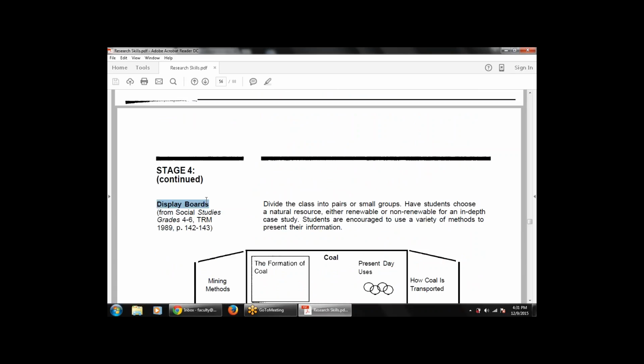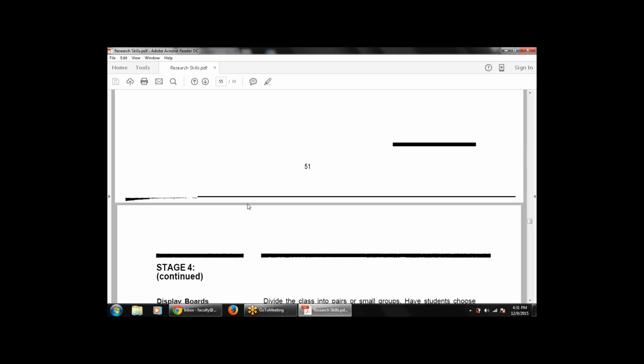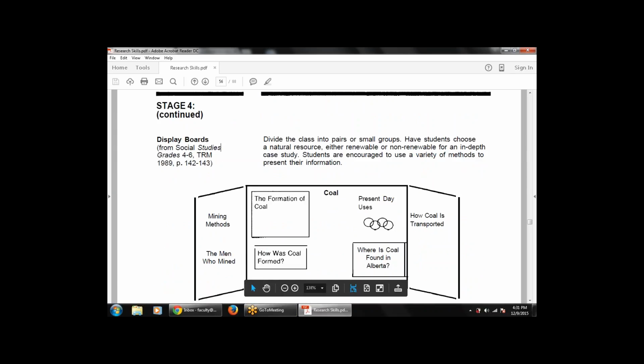Then next is the display board. One is the record sheet that we have discussed. The display board is also one of the methods of information sharing. We can share the information with the help of the display board.